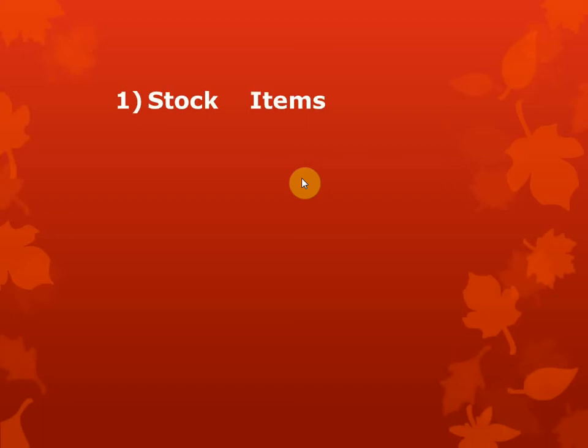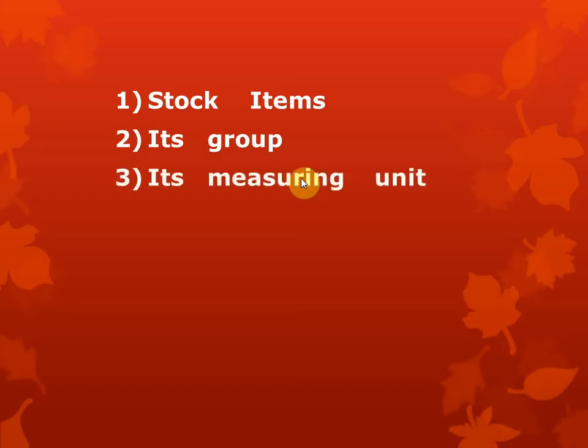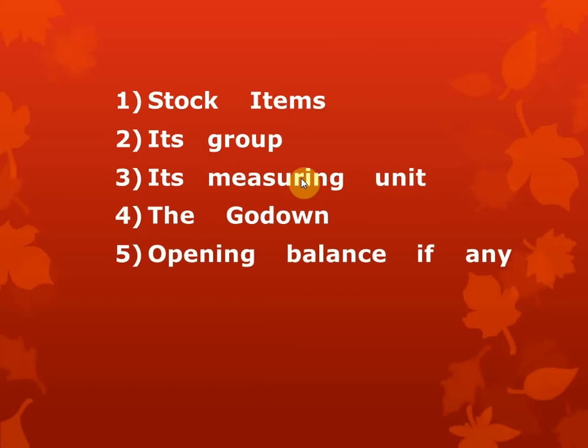First we have to create stock items and its groups, that is whether it is a consumable product or electronic goods or garment products, etc. Then its measuring units, then the godown in which we have to store it, and set some opening balances if any.